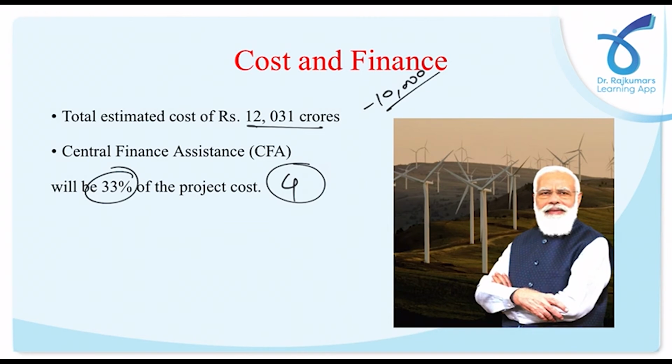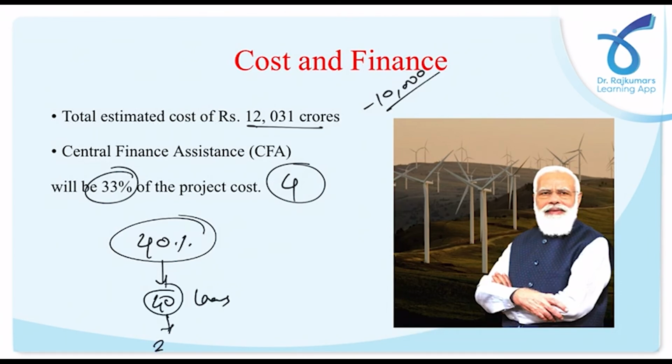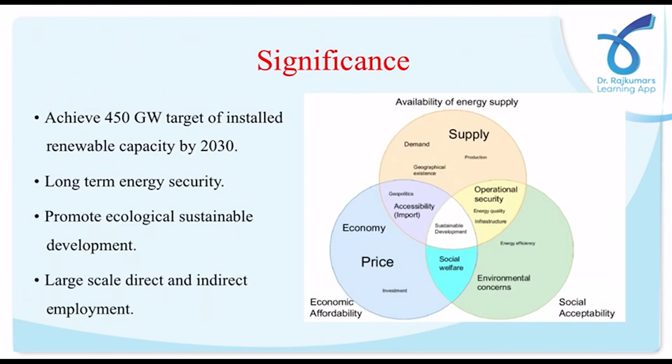Now if we compare the first phase of the project, we can see that 40% of this assistance was provided by the central government, 40% was in the form of loans, and 20% was in the form of assistance given by the state government. Now what is the significance of this corridor?